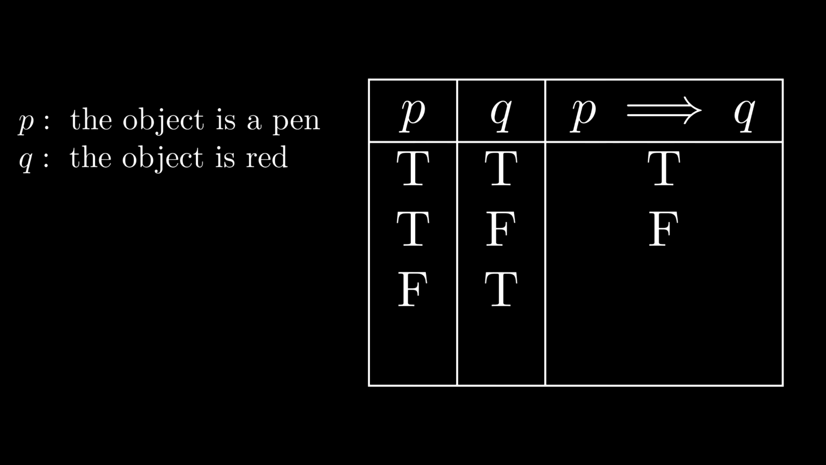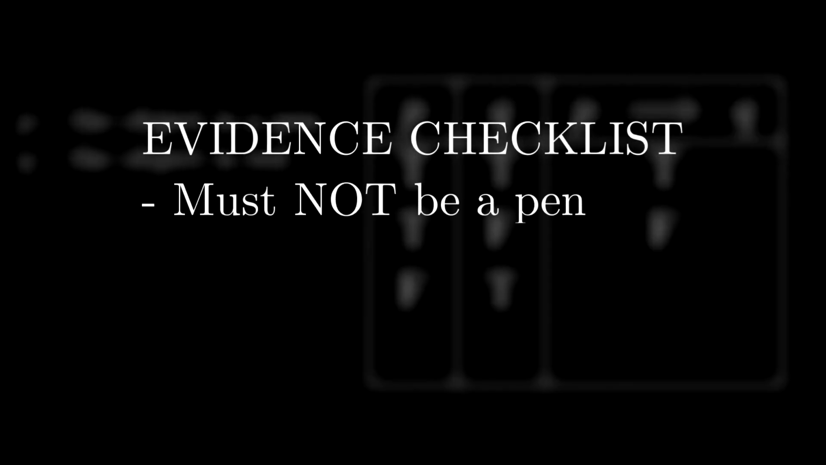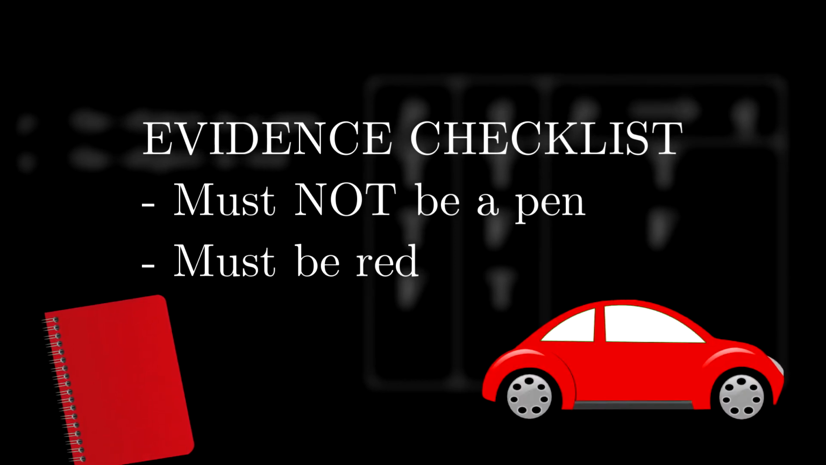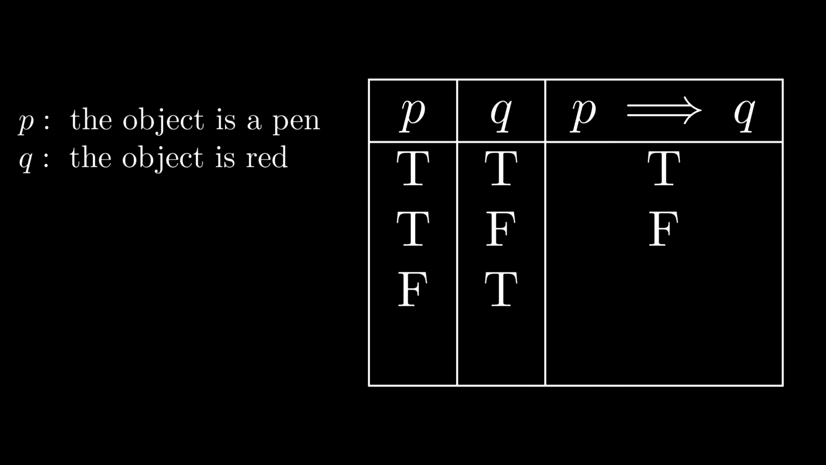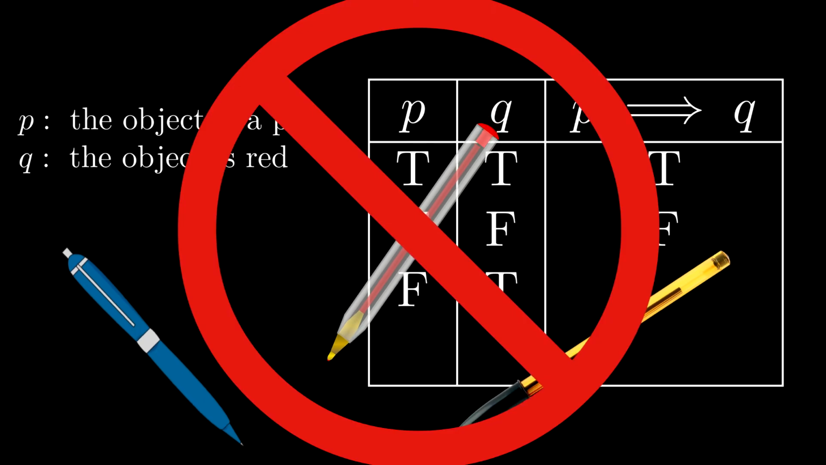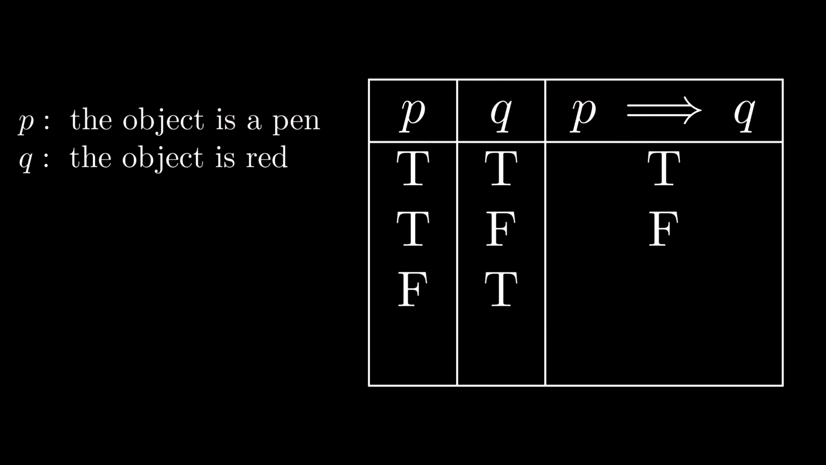Now in the third row, where P is false but Q is true, we are asked to sample objects that aren't pens, P being false, but are also colored red, Q being true. This means we could sample a red notebook, a red car, literally any object we desire, so long as it's not a pen and it's colored red. The key thing to take away from this is that any evidence we sample will never be a pen, and so it will never have any relation to claims about pens.